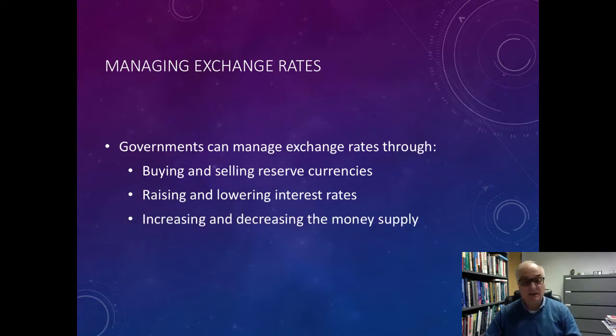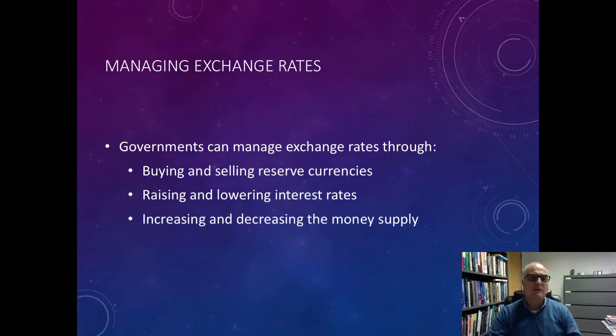Then money supply, it's also about supply and demand. So increasing the money supply weakens the currency because there's more currency out there, it waters down the value, and decreasing the money supply or slowing the growth of the money supply then strengthens the currency because it tightens up the market for that currency. All right, so those are a few things that governments can do.